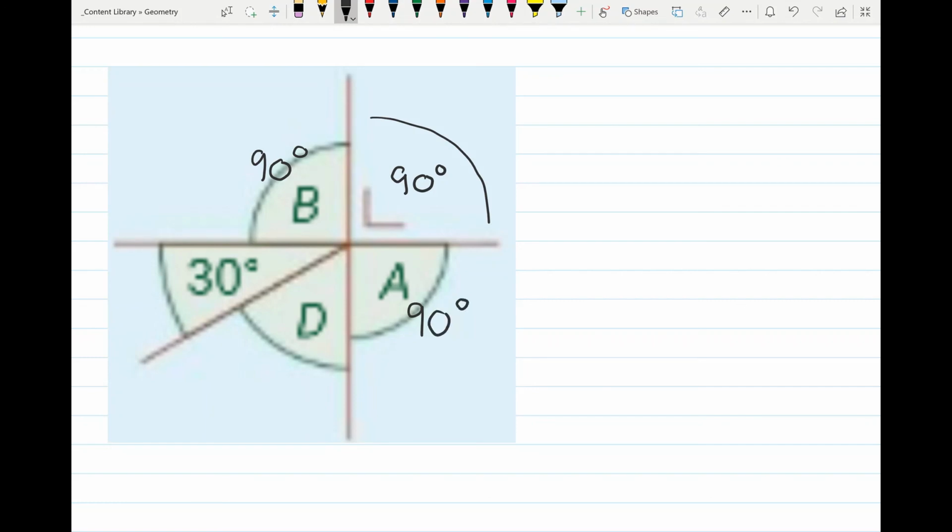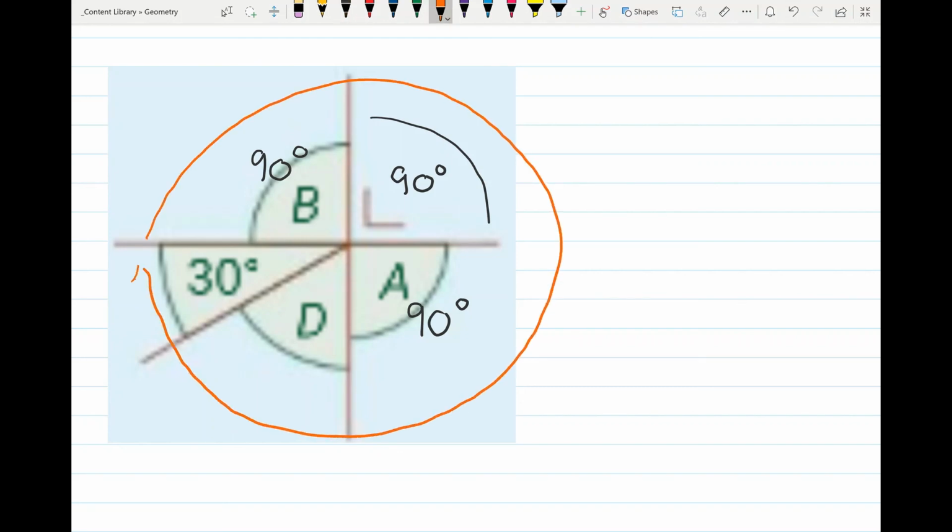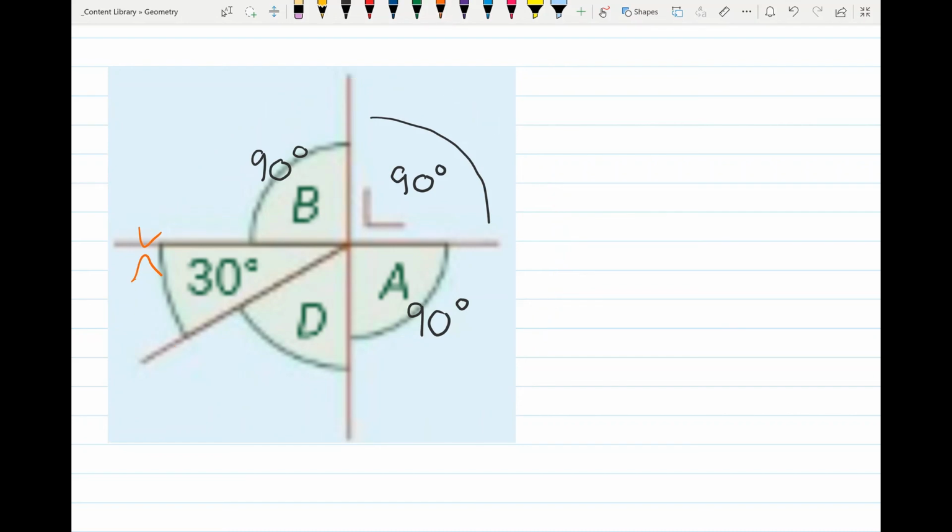And then we know in a full rotation about a point, the full thing is going to add up to 360 degrees. So all of this will have to add to 360. So we can say 360, take away 90, take away 90, take away 90, take away 30, will leave us with 60 degrees. So this angle D must be 60 degrees.